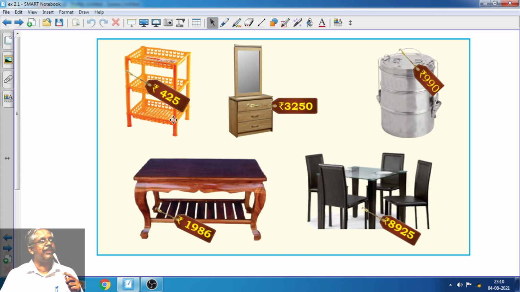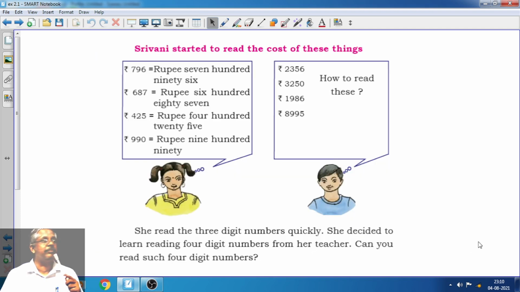First one, you see this basket, rupees 425, and this almirah, rupees 3250. And then we have a tiffin carrier, which is rupees 990. Similarly, a teapot here, rupees 1986, and a fantastic dining table, which is rupees 8925. So what are we waiting for?